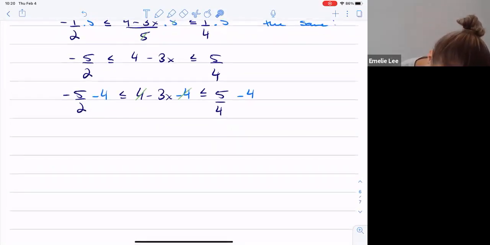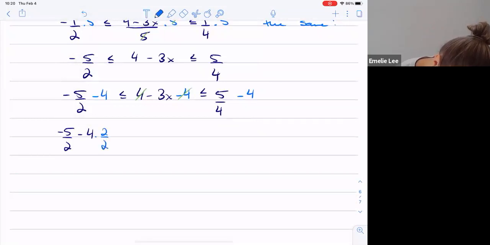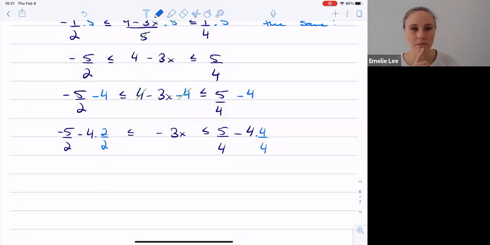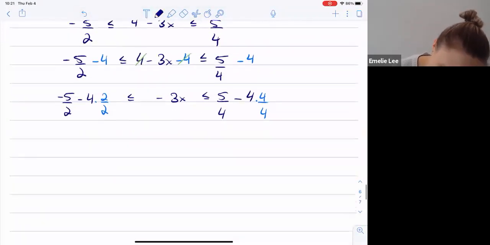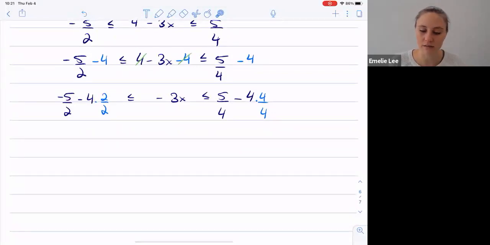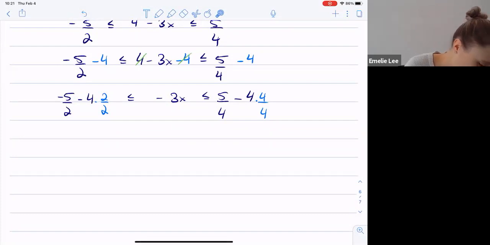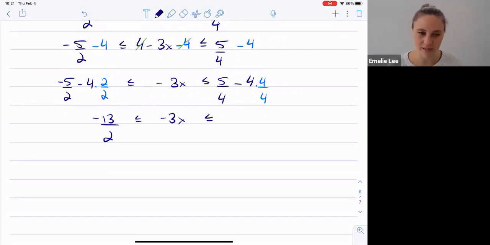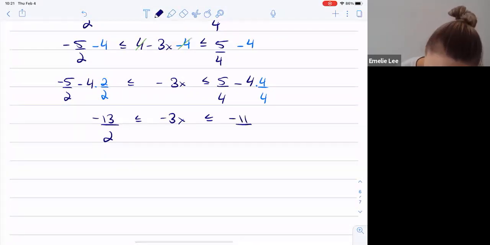Okay. So I get -5/2 - 4 times 2/2 is less than or equal to -3x, which is less than or equal to 5/4 - 4 times 4/4. Okay, now I can simplify. -5 - 8, negatives. -5 - 8 is -13, good. So I have -13/2 is less than or equal to -3x, which is less than or equal to 5 - 16, -11/4.